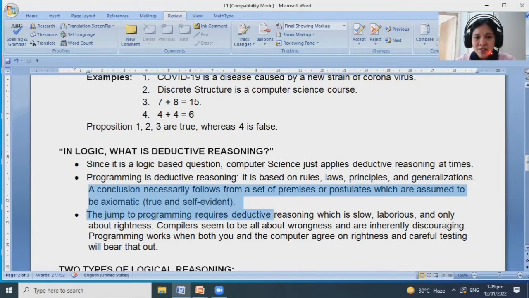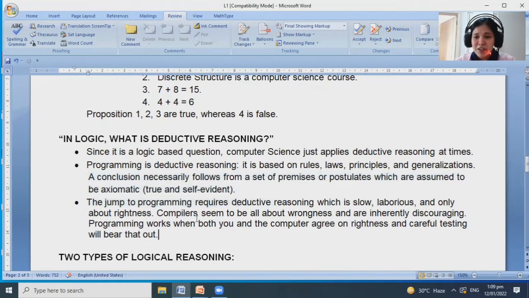Okay, so the jump to programming requires deductive reasoning. As a programmer, as a ComSci student, or even an IS student, you're using deductive reasoning in programming because you're following step-by-step procedures and algorithms. Am I right? Then you will dissect it. You will write it in detail. You will code. So that is already deductive reasoning.